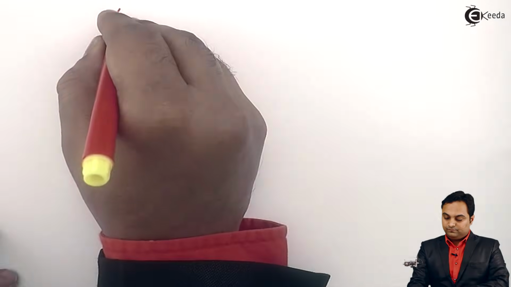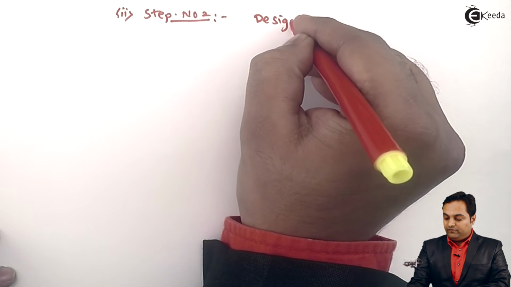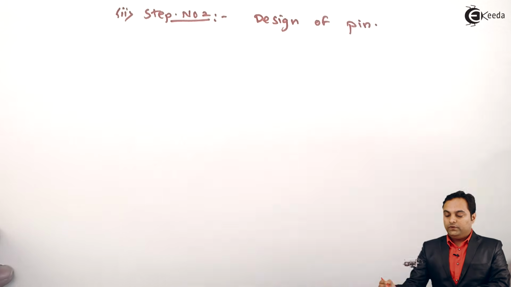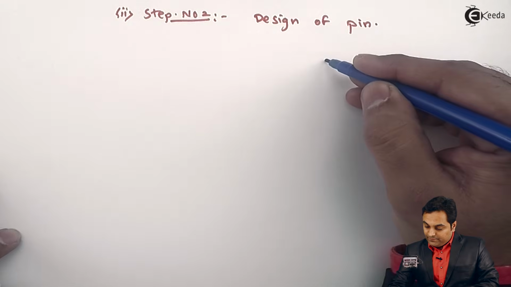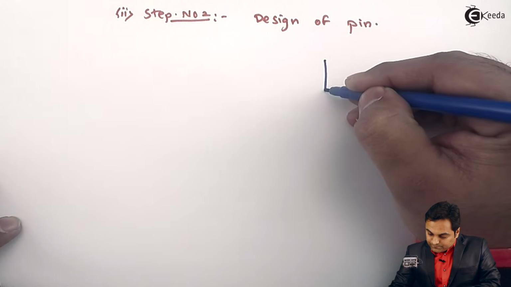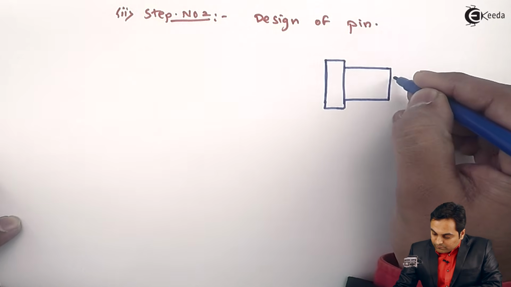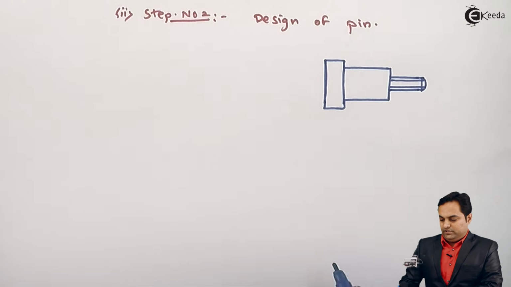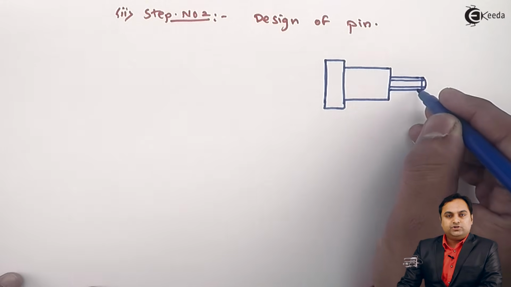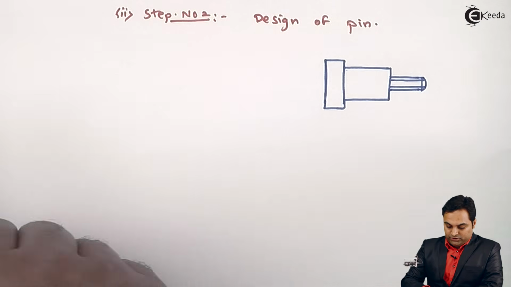Next, in step number 2, here I will do the design of the pin. Now, in case of bush pin type flexible coupling, the pin is of a different shape. It is something like this. I'll draw the diagram and explain. Now, the pin used here looks like this. This is the threaded portion, and the left portion is, we can say, a solid member, not a threaded section.